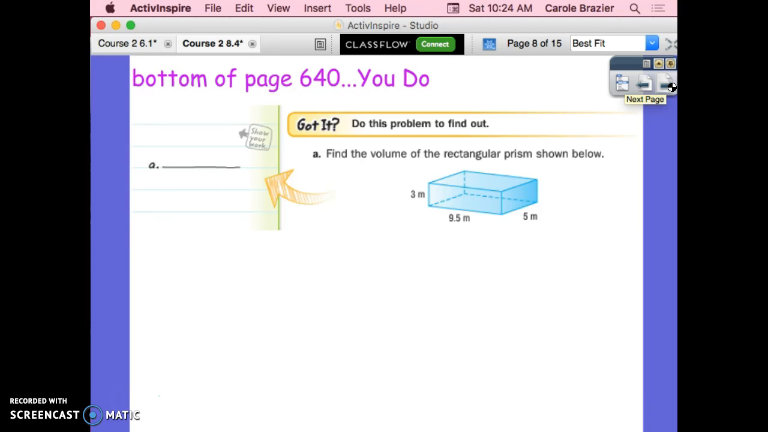Okay, you should have had length times width times height, again, for your formula. 3 times 9.5 times 5 for your substitutions, and then for your answer, you should have had 142.5 meters cubed. Make sure that you're doing all 3 of these steps, because it'll make your life a lot easier once we get into the next slide and you're having to remember the formula of both the rectangular prism and the triangular prism. Okay?